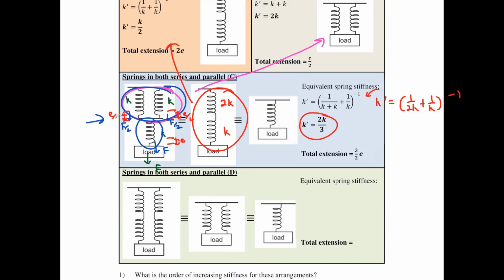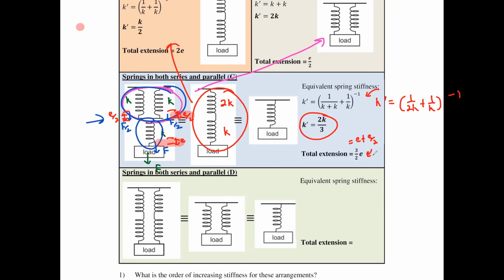Because the force is half, my extension is therefore going to be half also. So what is my total extension? My total extension is just going to be E plus E over 2. So my total extension is equal to E plus E over 2, getting me this. This is the extension of my system. All right, so this is one.